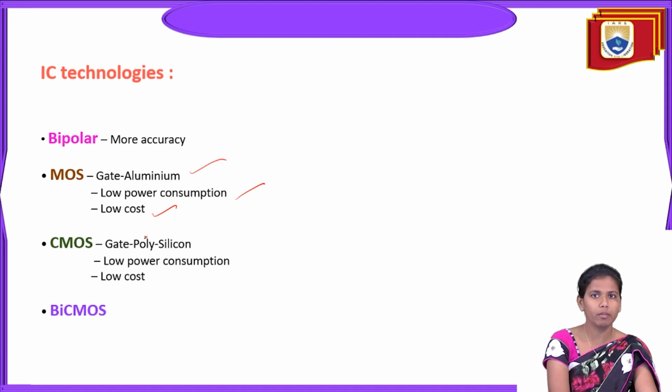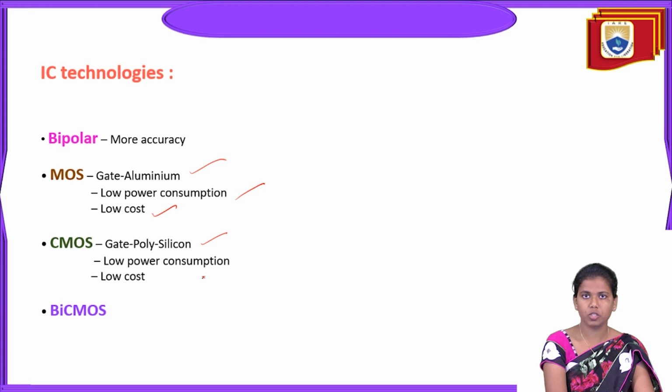Bipolar junction transistors are used for more accuracy, and then with MOS, metal oxide semiconductors, we take very little power consumption and low cost, and they use the gate aluminum. And then complementary metal oxide semiconductor, CMOS technology, plays a vital role in this electronics era, where it uses a gate polysilicon. And here as well, like MOS technology, even in CMOS they consider low power consumption, and the cost is very less.